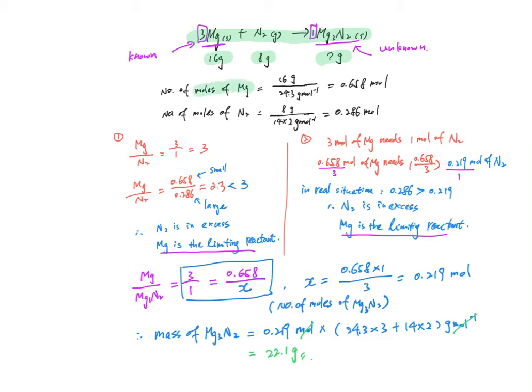First step, we need to calculate the number of moles of the reactants respectively. The number of moles of magnesium is equal to mass divided by molar mass, so equal to 0.658 mole. And the number of moles of nitrogen is equal to mass divided by molar mass, so equal to 0.286 mole. Then we have two approaches to determine which one is the limiting reagent. Up to you.